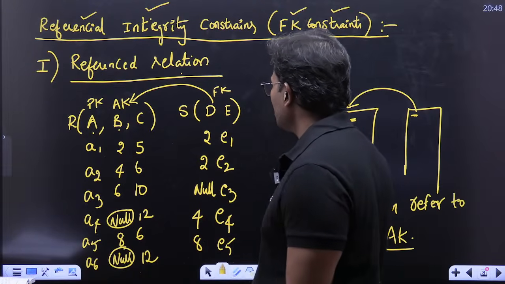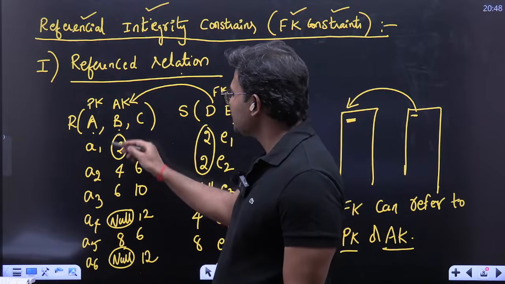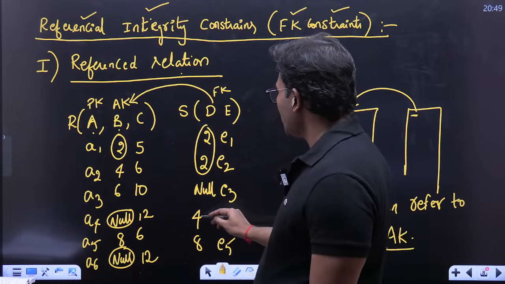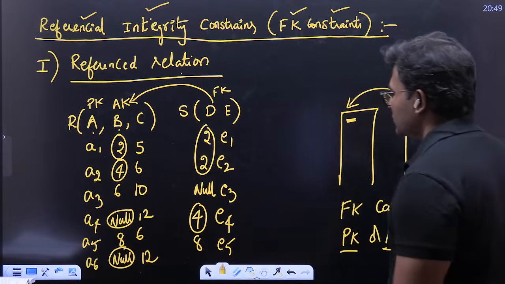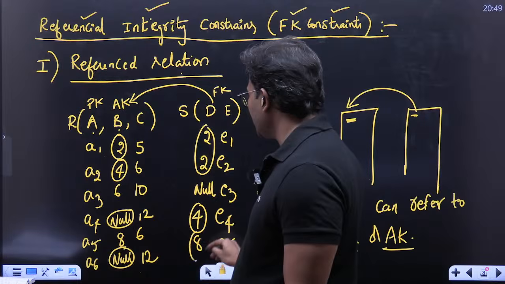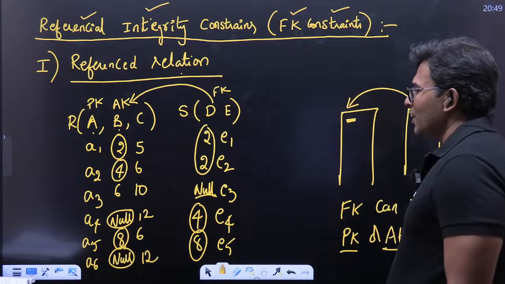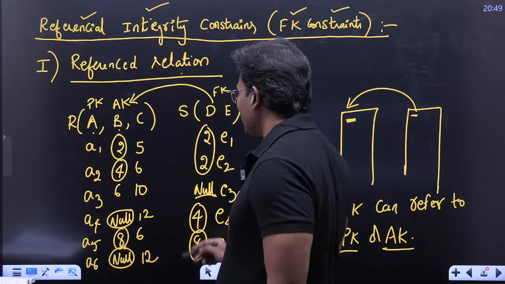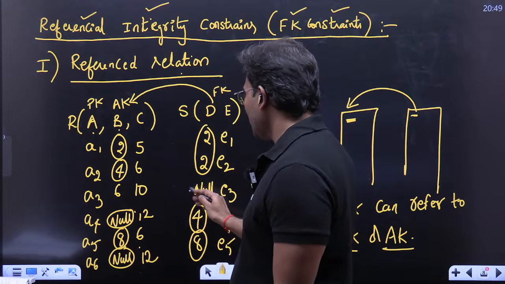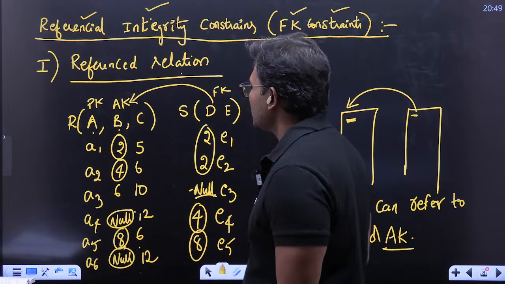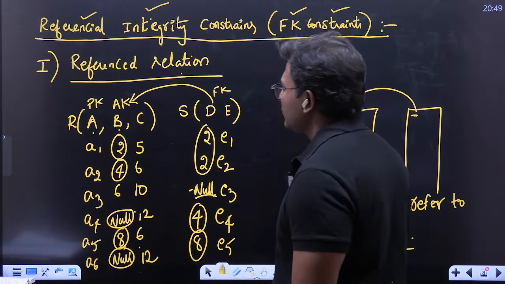Just check this. When you are allowing twos here, multiple twos, you should have 2 here. Yes, you have 2 here, right? And then when you are allowing 4 here, 4 should be here. Yes, 4 is here, right? And when you are allowing 8 here, 8 should be here. Yes, 8 is here, right? And a foreign key can have null values. Now don't think that this null is related to these two null. No, no, no. Whenever you have a null, it is not related to anyone from the referenced relation, right?